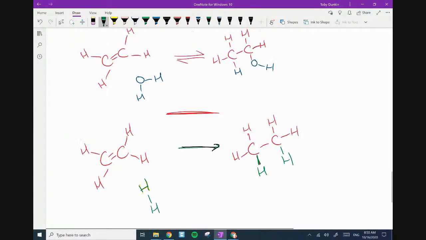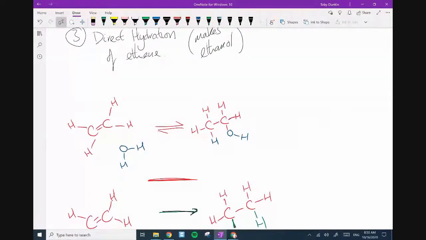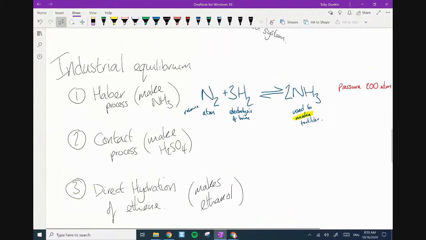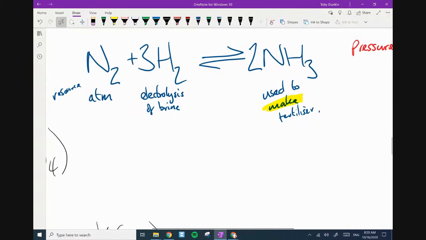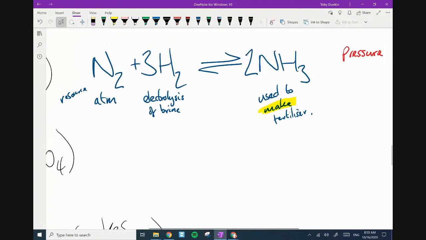Electrolysis of brine. Yes, of brine. Salt water, brine. If you want to put seawater, you can. Seawater, salt water, sodium chloride solution.